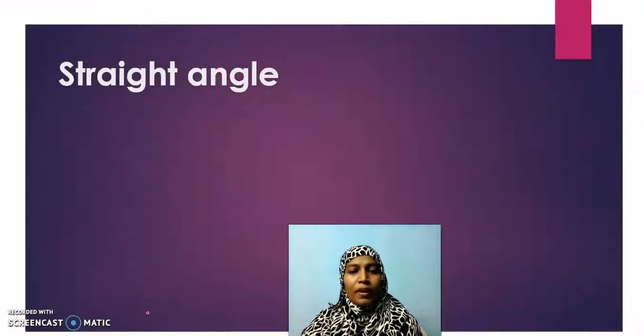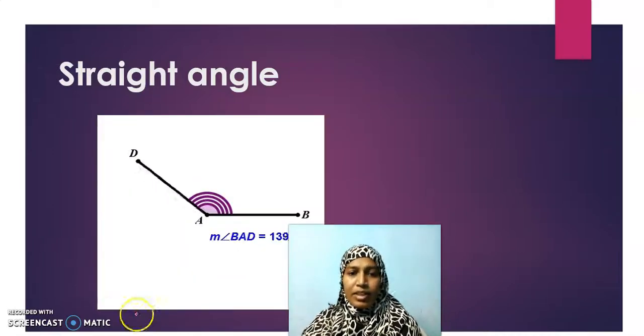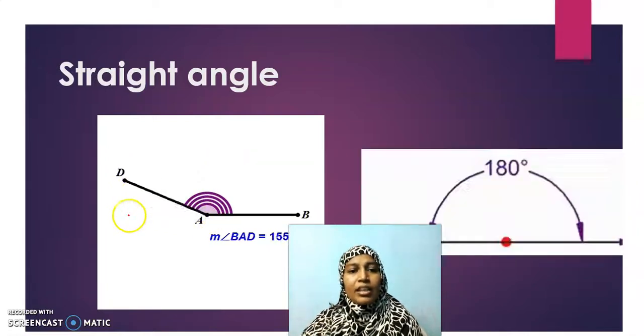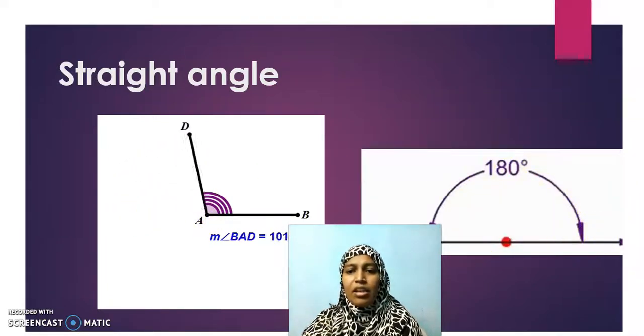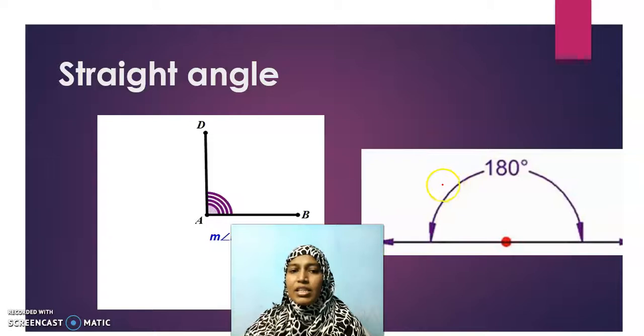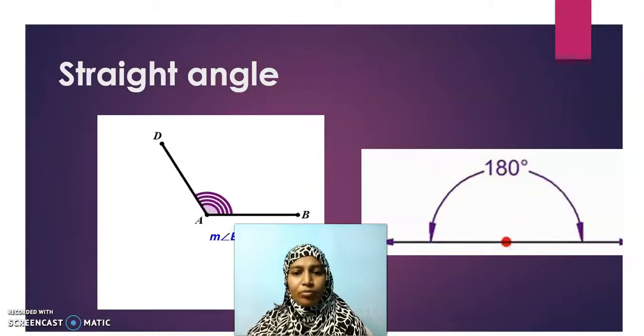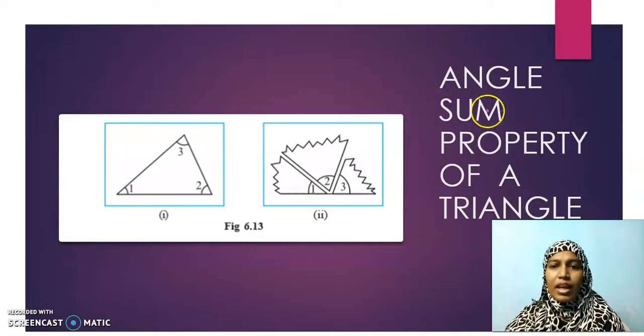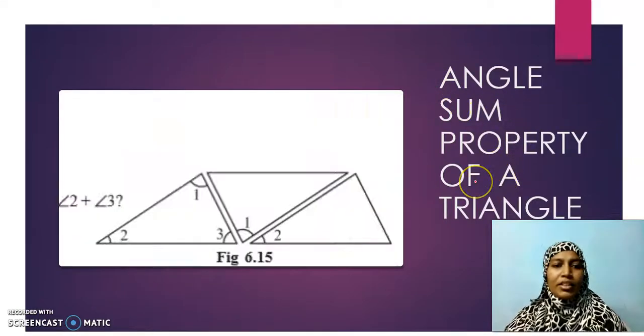Okay, now you know what a straight angle is. Yes, after 90 degrees it keeps on increasing and reaches a straight angle. That is 180 degrees. Here, this is 180 degrees and it is called a straight angle. Now we are going to see the angle sum property of a triangle.